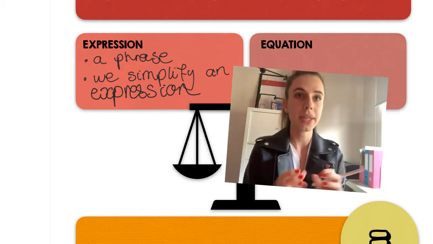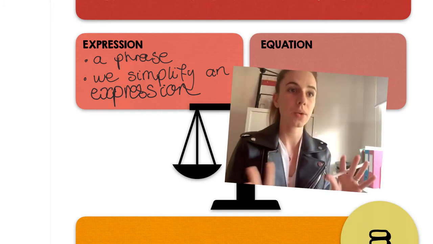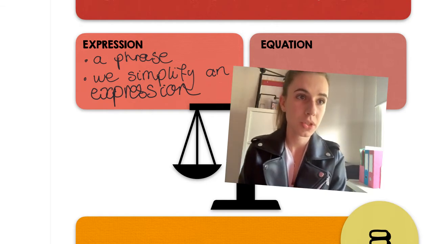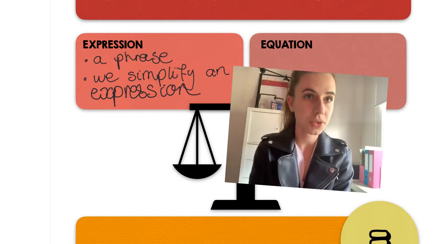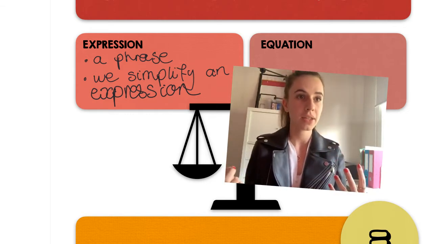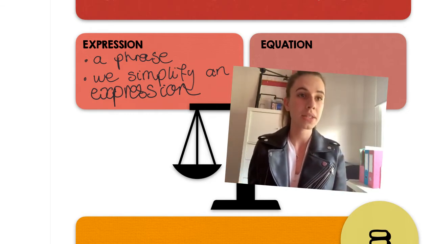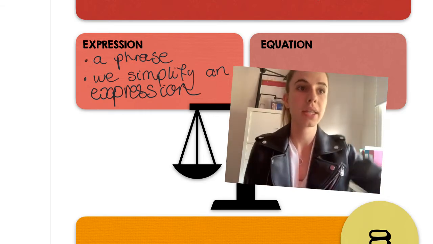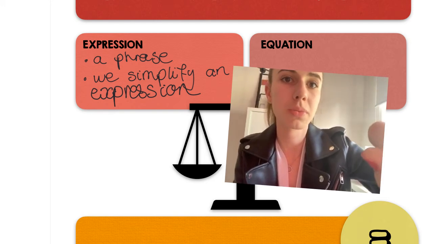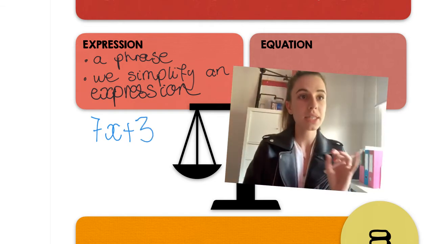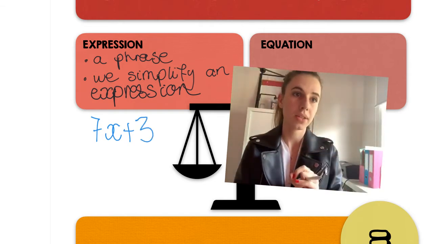Let's firstly have a look at the difference between an expression and an equation. Now you probably would have remembered the term expression when we previously learnt all about algebra. So when you think of an expression, it's just simply a phrase, okay, part of a sentence, and we actually simplify expressions, okay? So think of them just as a phrase. Now an example of an expression could just be 7x plus 3. So it doesn't have an equal sign, it's just a phrase, okay?